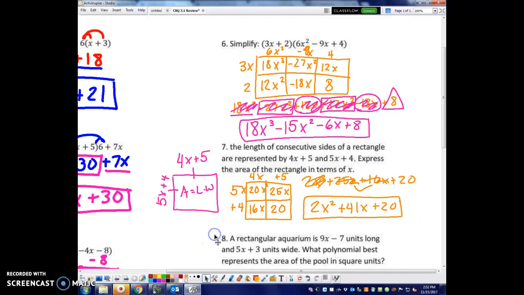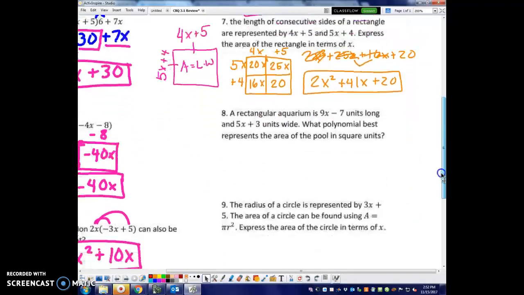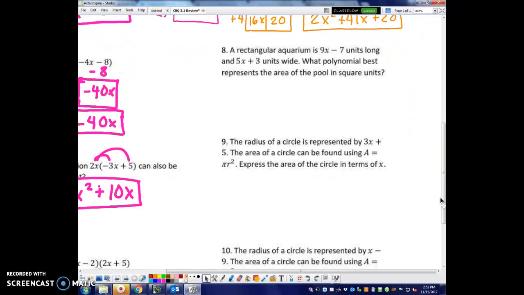Now to number 8. Number 8 says, a rectangular aquarium is 9x minus 7 units long and 5x plus 3 units wide. What polynomial best represents the area of the pool in square units? We're finding area again, which is length times width. So we'll make our box. We have that 9x minus 7, and then 5x plus 3.